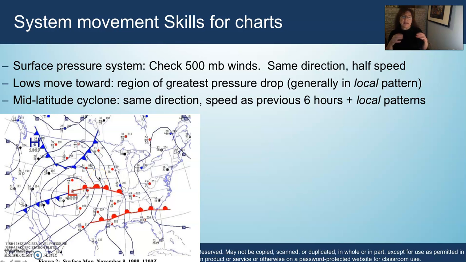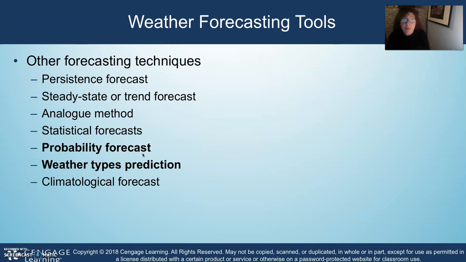And the other thing is that a mid-latitude cyclone, there's not one on this map, but you'll usually see them up by the Great Lakes. A mid-latitude cyclone will go in the same direction that it's been going in the last 6 hours. Give or take a little bit of the local patterns, which you get to know. So the mid-latitude cyclones will be the same direction, the same speed as in the last 6 hours. Give or take, you might have it move around some mountains or hillsides or foothills, but you'll know those local patterns. So I hope that helps you out.